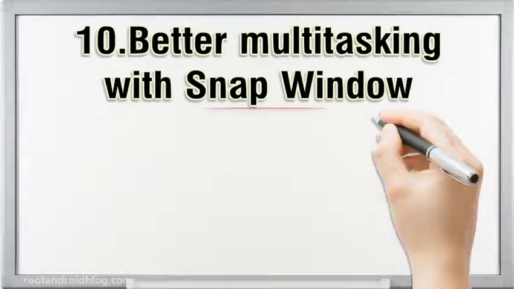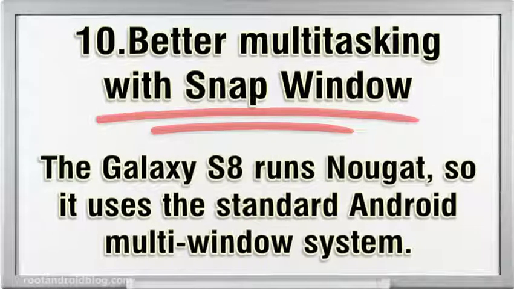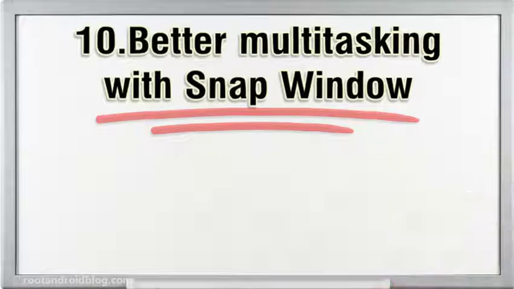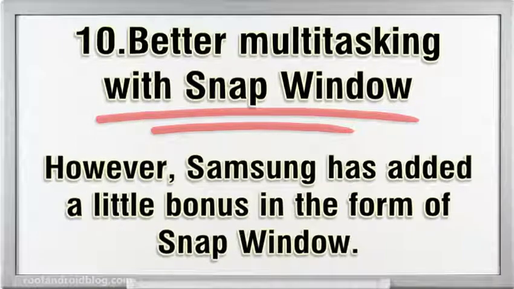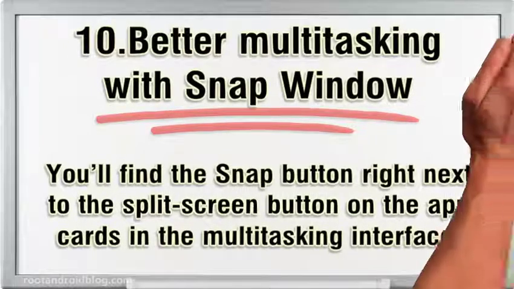10. Better multitasking with Snap Window. The Galaxy S8 runs Nougat, so it uses the standard Android multi-window system. However, Samsung has added a little bonus in the form of Snap Window. You'll find the Snap button right next to the split screen button on the app cards in the multitasking interface.